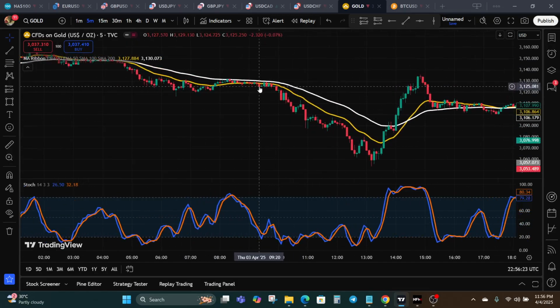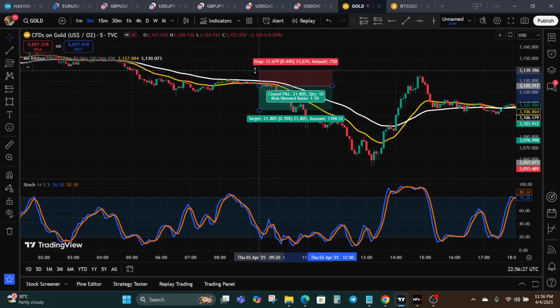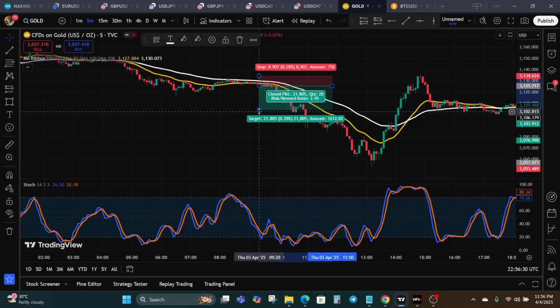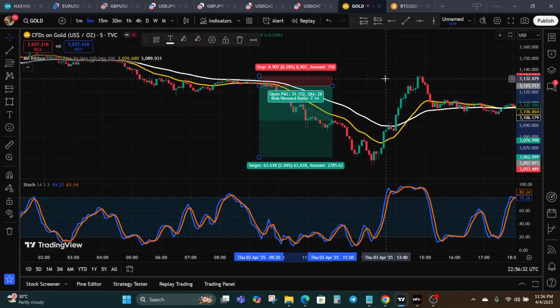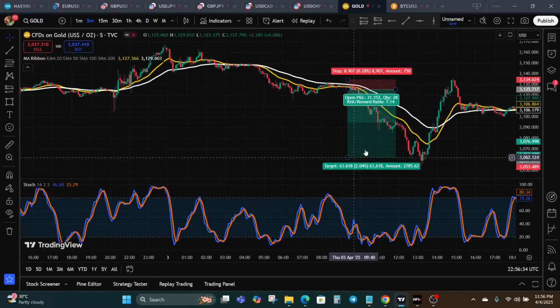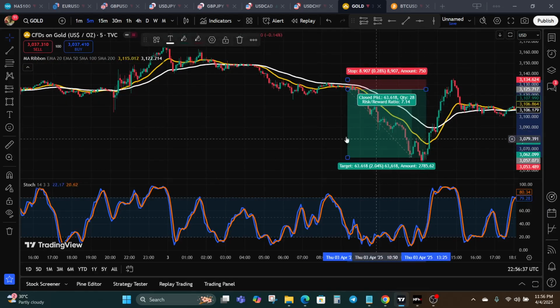For example, you can see here, this would have been a good place to enter a sell. Enter a sell trade, set stop loss above the recent swing high. Take profit can be around support zones.